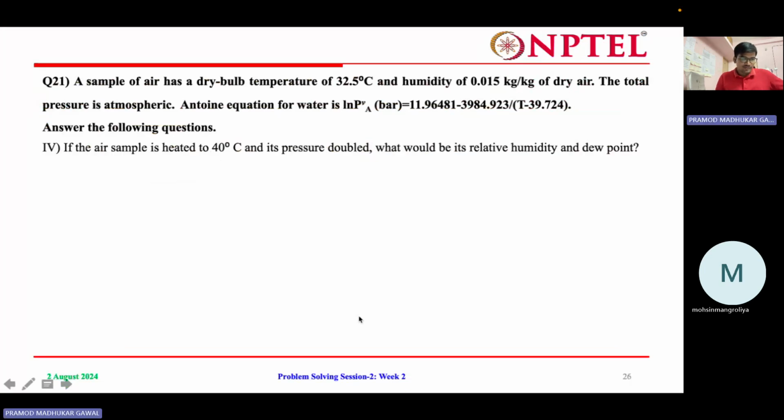Moving to the fourth part of these questions. If the air sample is heated, the statement is the same, so that's why I'm not reading this one. If the air sample is heated to 40 degrees Celsius and its pressure doubles, means total pressure is double, so what would be the relative humidity and dew point?